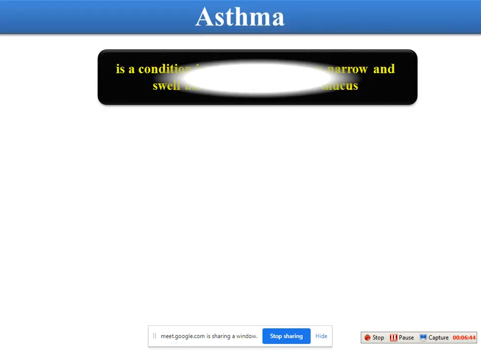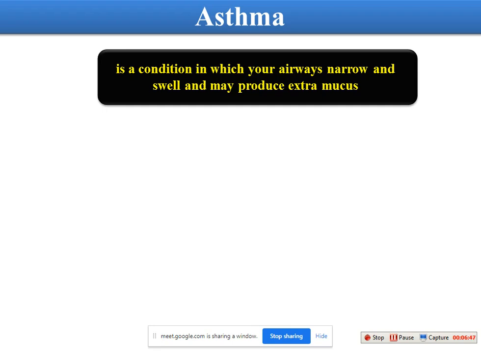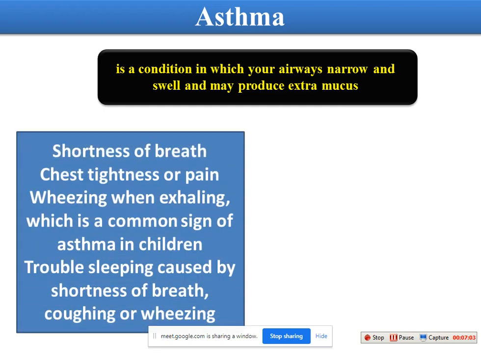Also, we speak about asthma, and we say that it is a condition in which the airway is narrowed. That means the air passages of the bronchi, bronchioles, and respiratory tract. And also, there will be excessive production of mucus. This also obstructs the passage of the air. This is asthma, and it has many clinical signs and symptoms like shortness of breath and chest tightness or pain, wheezing, and difficulty exhaling, especially in children, and trouble sleeping as well as coughing.